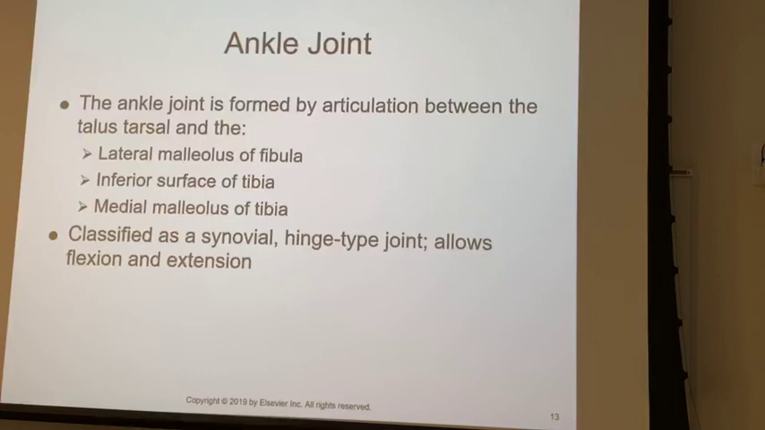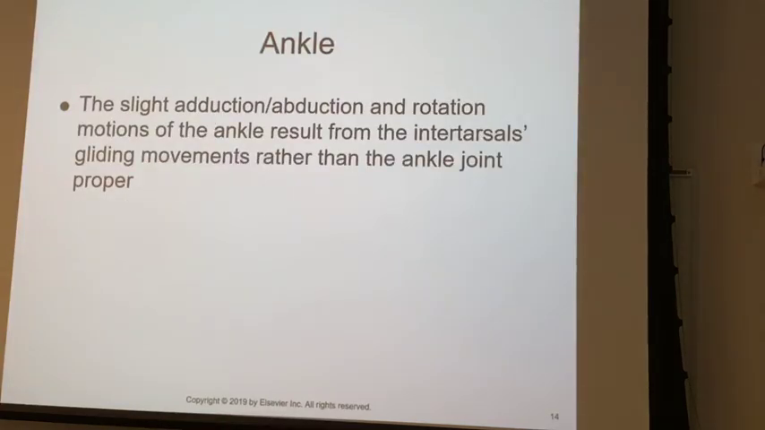So it's a synovial hinge type joint. It allows flexion and extension, but it does allow a little bit of pronation, supination, a little bit more motion than just hinge. So slight abduction, adduction, and rotation motions of the ankle are in there as well.